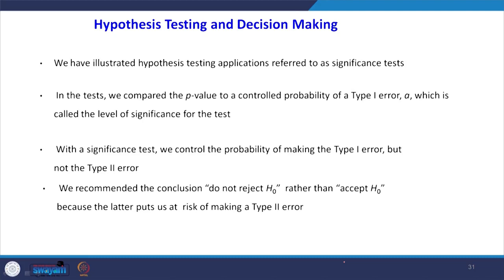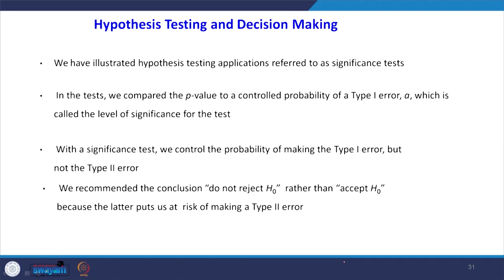We have illustrated hypothesis testing applications. Now, let us see what is the application of this type 2 error. We have illustrated hypothesis testing applications referred to as a significance test. In the test, we have compared the p value to a controlled probability of type 1 error, alpha, which is called the level of significance for the test.